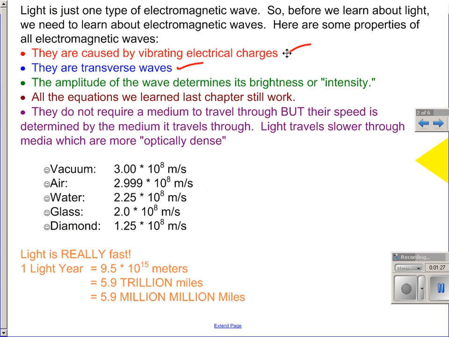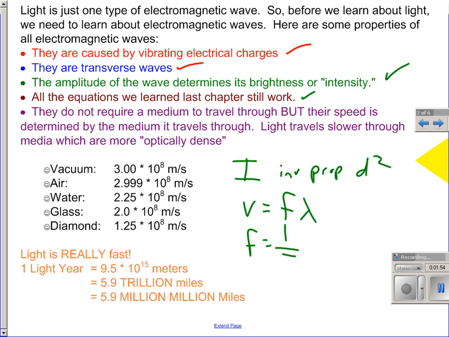The amplitude of the wave is going to determine how bright the light is, or how intense the light is. And along those lines, all the equations that we learned last chapter still work. So that means that the intensity still is inversely proportional to the distance squared. It means we can still use velocity equals frequency times wavelength. It means frequency is still the reciprocal of period. So all those equations that we learned last chapter still work when we talk about light. Okay?